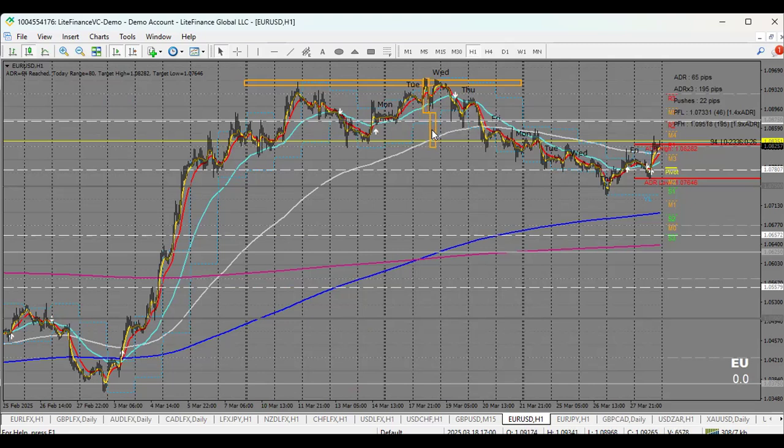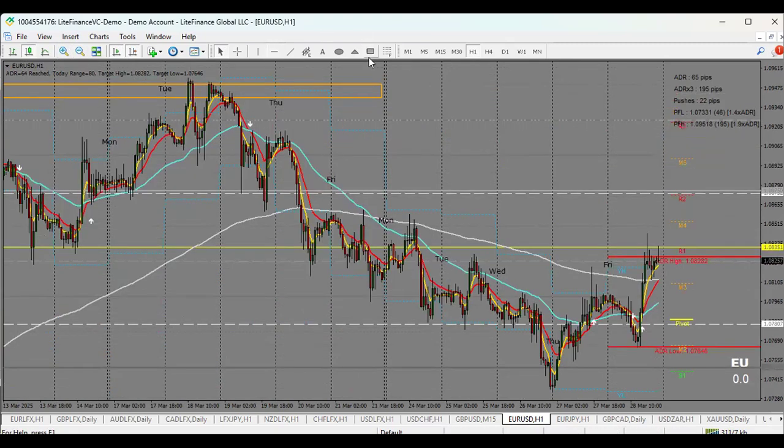So we have ADR times 2 and ADR times 3. So you can see that the market had completed the 3 times ADR here. So the first cycle going down is done. So we should be observing a peak reset and another cycle going down.